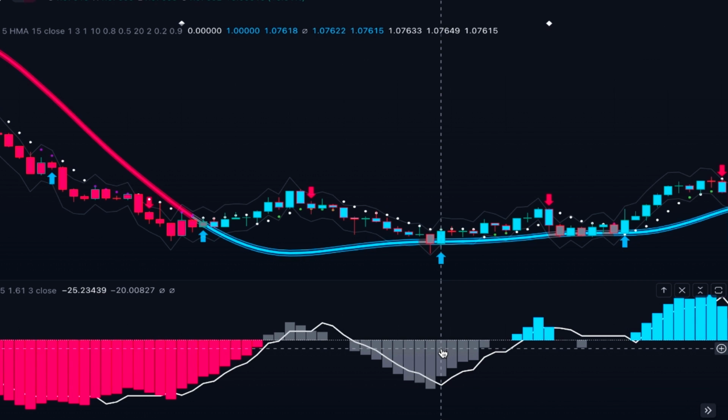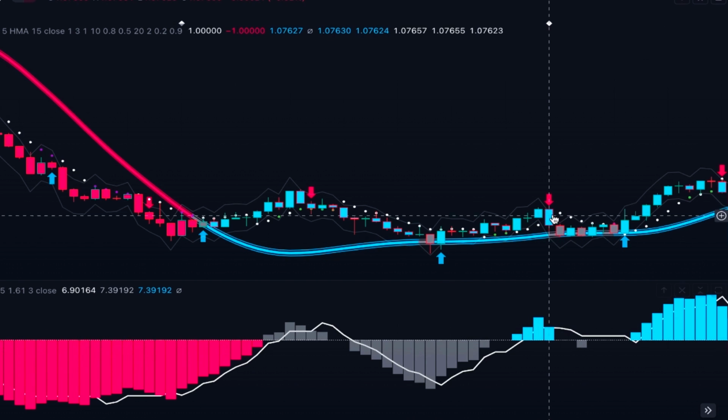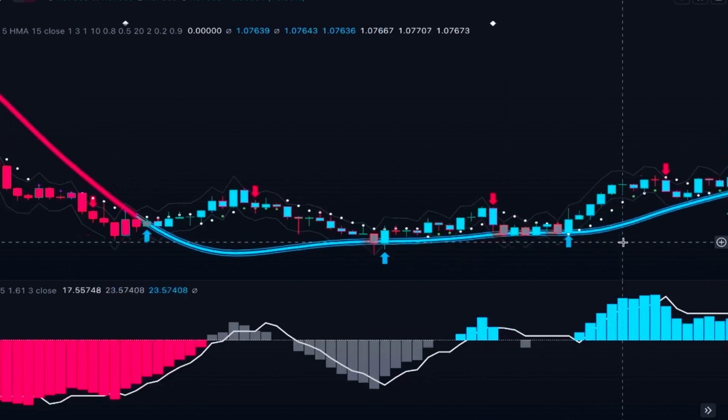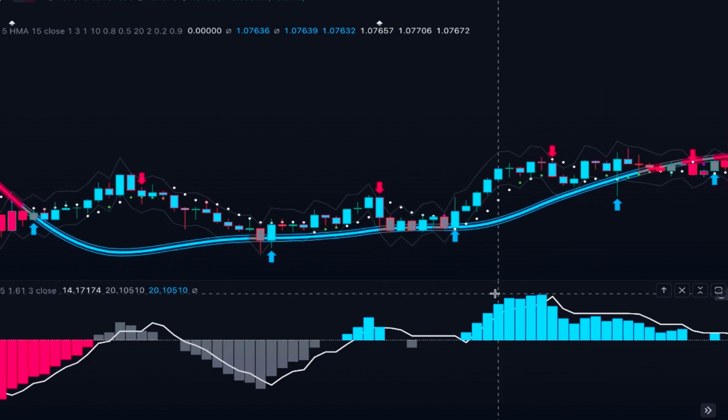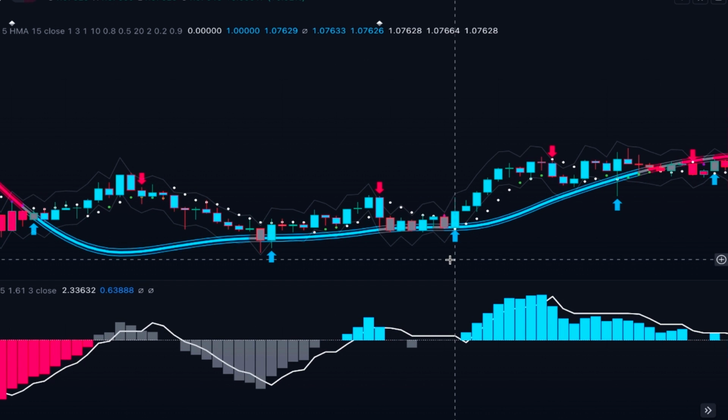As I mentioned earlier, when the histogram is gray, it shows that we are in a flat market in short-term perspective. Here, the sell signal is also rejected because histogram is blue, and this buy signal is also rejected because here the bar is not existent, which still shows that the market is flat. And we continue like this until we have a perfect setup based on the conditions that I have mentioned.